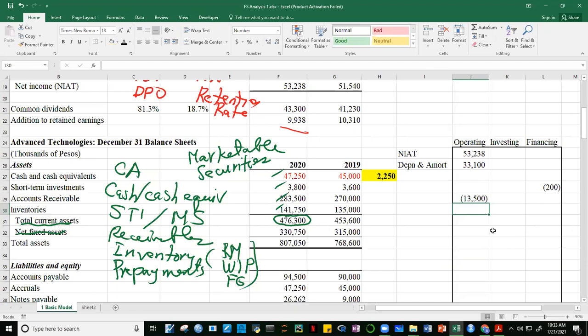Clear po? Okay. Clear ha? O yung iba, hindi sumasagot. Clear ba so far guys? Yung AR natin tumaas. Yes, sir. Okay. So we might be tempted to say, ay, nakabenta.